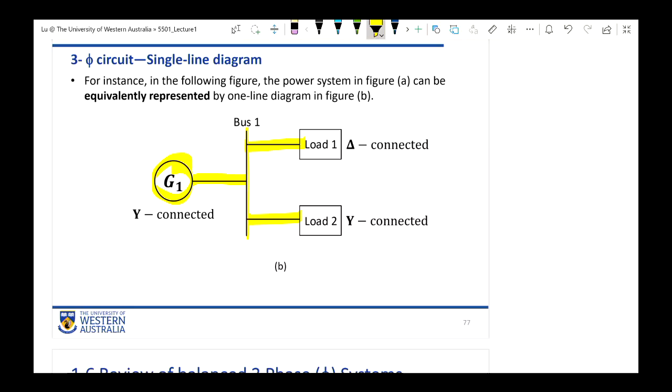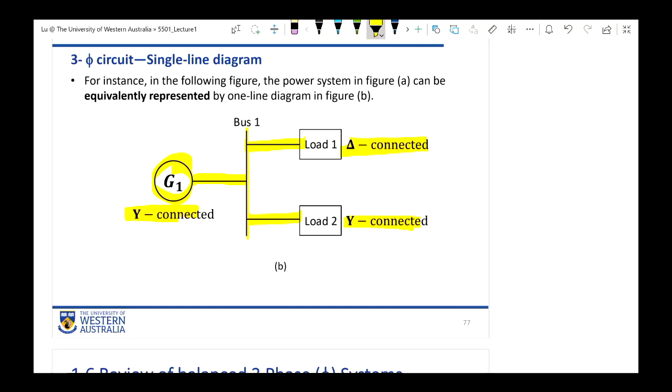And some technical details regarding the generator and the loads must be labeled around it. For example, below the generator, you can see the connection pattern for the generator is Y pattern. For the two loads, load 1 is delta pattern. Load 2 is a Y pattern. It's just about some details which we cannot observe from this one-line diagram. So please just label them around these parties. Just that. Is that easy?